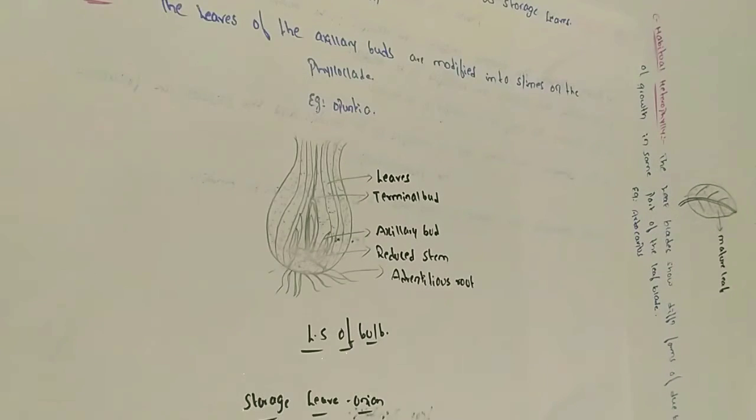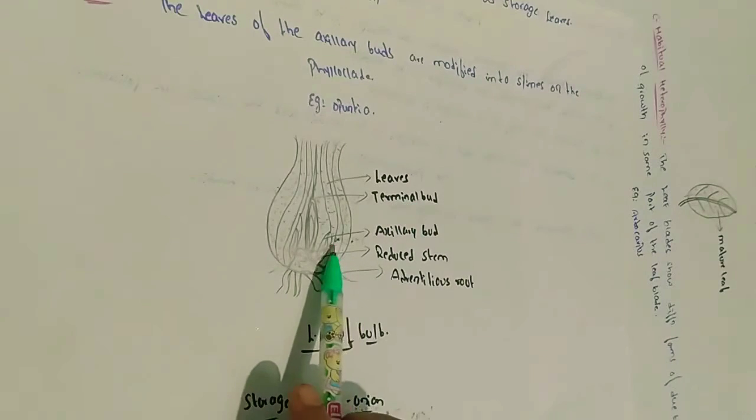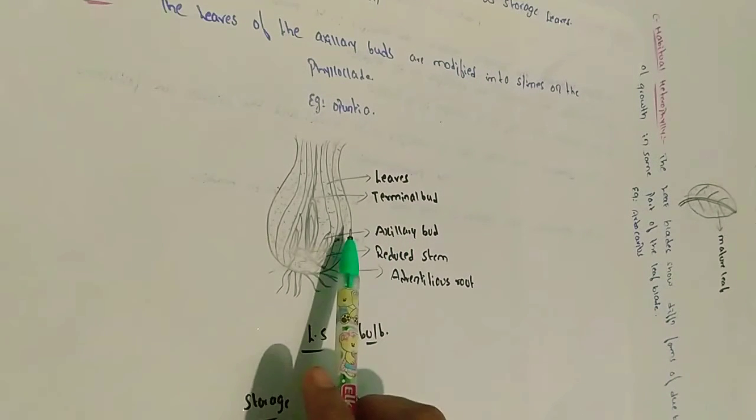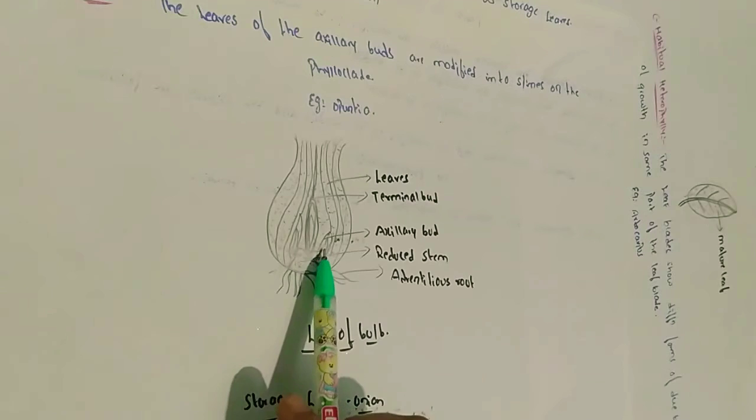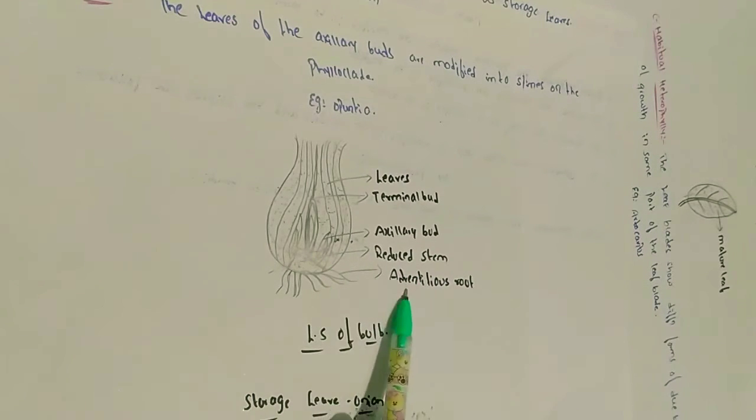Storage leaves in onion. These are the leaves and this is the terminal bud. This is the axillary bud, located in the axil of a leaf, and it is on a reduced stem. These are the adventitious roots.